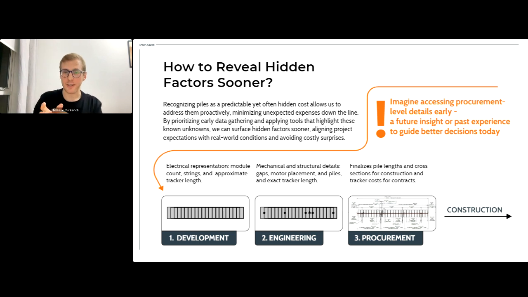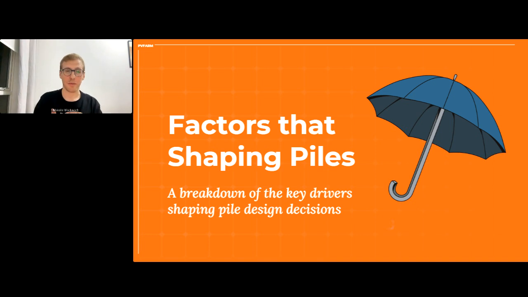So imagine having this procurement-level detail early in the process. Or again, it might be some future insights, it might be some experience, because people that build solar farms know a little bit about it, and they talk to manufacturers, so this information is available. Again, having those details a bit earlier in the process would definitely help to reveal hidden factors sooner, right? So that's the small insight here. If we go to the next section of this presentation, we're going to talk about the factors that shape piles, right? And we will do it in quite a simple manner.